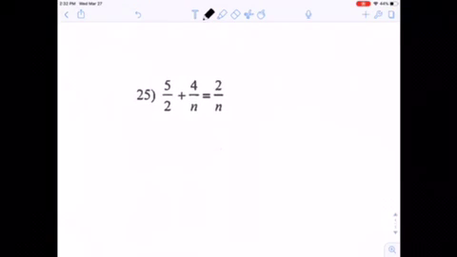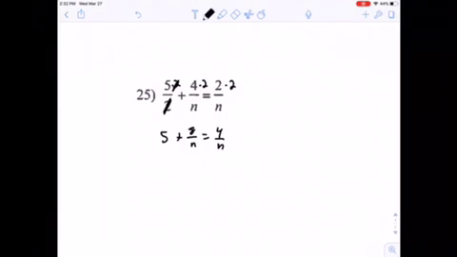So 25. All right? So first off, take a look at your first fraction. The denominator is 2. So I'm going to get rid of that by multiplying everything by 2. So here, those 2's cancel out, giving us 5 plus 8 over n equals 4 over n. Now looking at the next fraction, n is the denominator. So we need to get rid of it. So I'm going to multiply everything by n, and we get 5n. Those cancel out, plus 8 equals, these n's cancel out, 4.